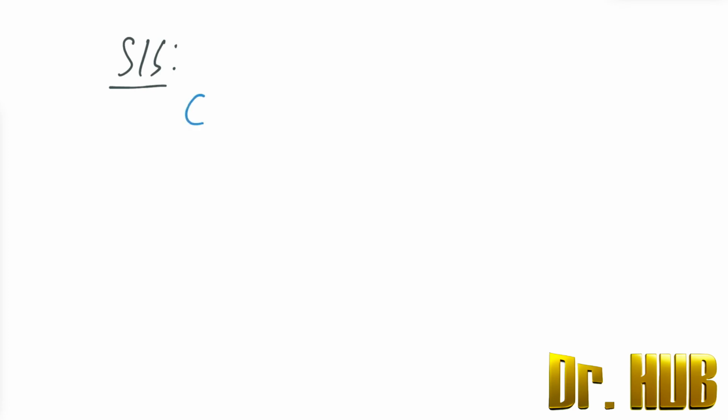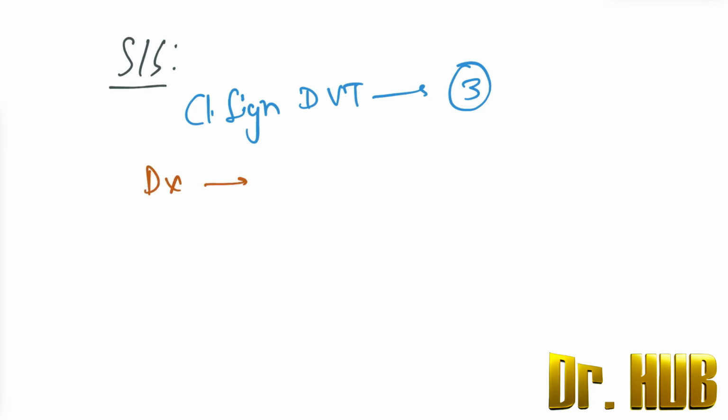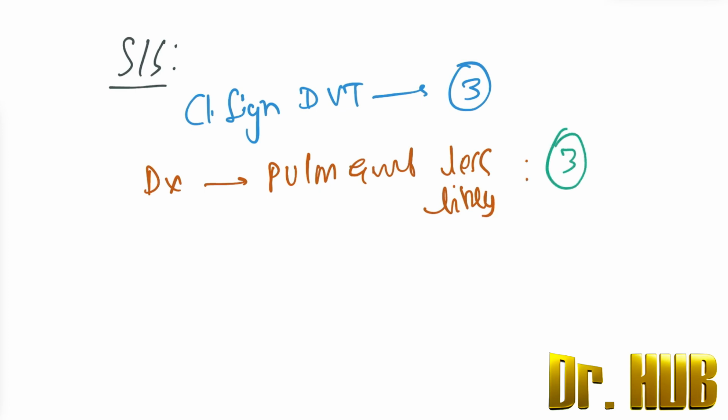Under the signs and symptoms, there are clinical signs. The clinical sign of DVT scores 3. Next is a diagnosis other than pulmonary embolism being less likely. In this case, a score of 3 is given.